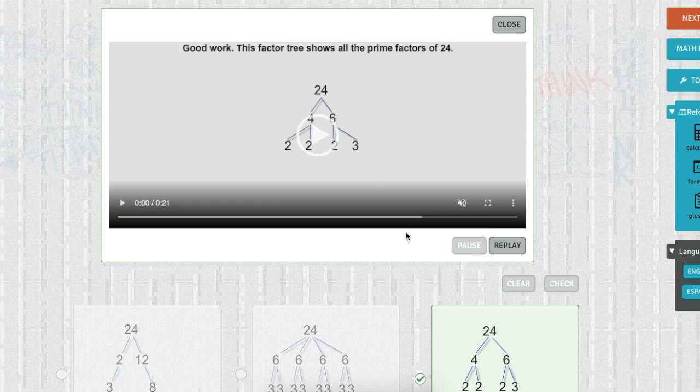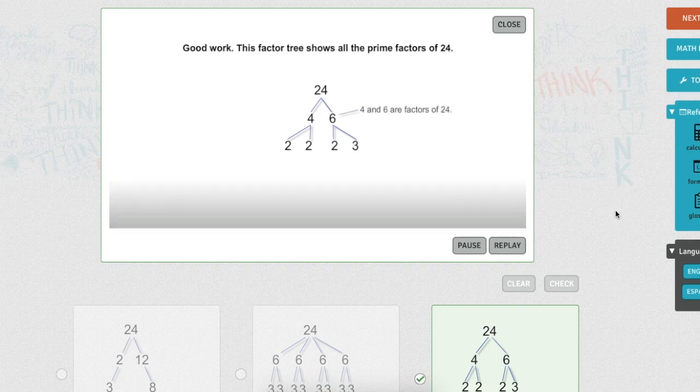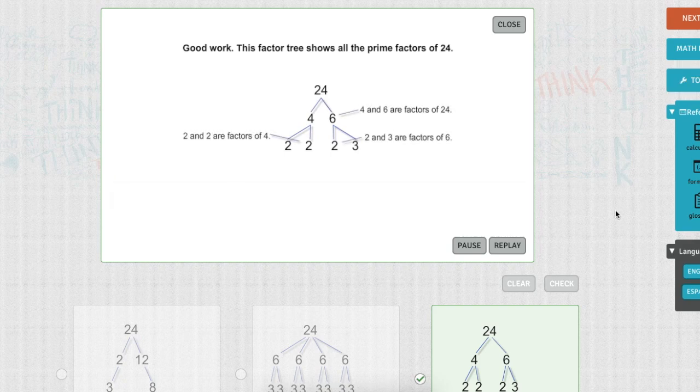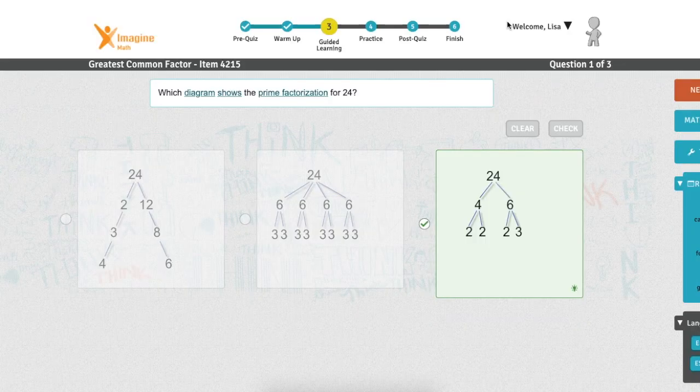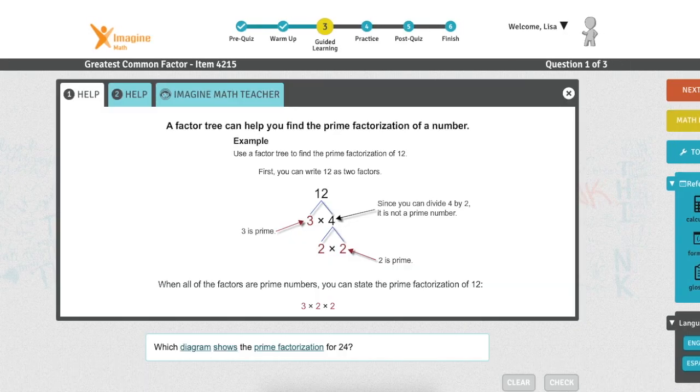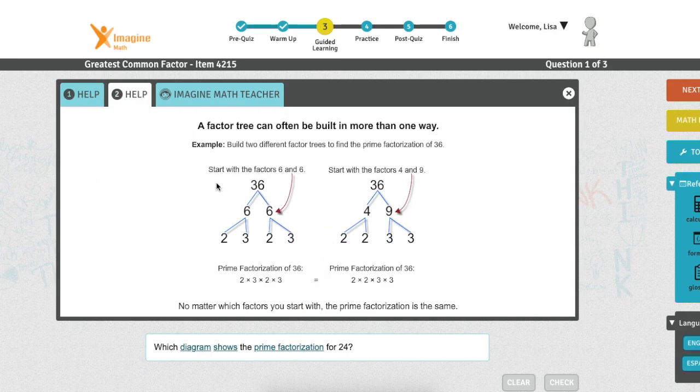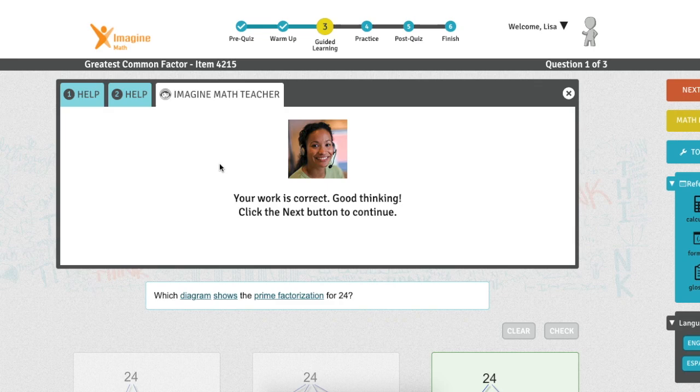Okay, and if I hadn't been so sure, I do have this question help that I could have used. So this is a video. This factor tree shows all the prime factors of 24. 4 and 6 are factors of 24. 2 and 2 are factors of 4. 2 and 3 are factors of 6. Okay. 2 and 3 are the prime factors of 24. All right. If I still didn't get it, I could have used the question help. Don't be afraid to read through this material. And then the Imagine teacher will be there to help you if you've tried and you're still not understanding.